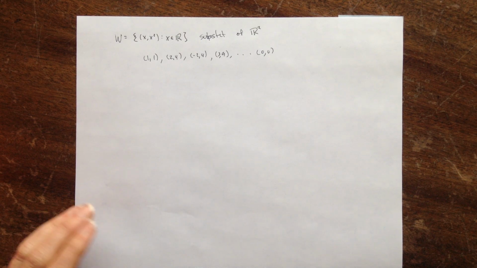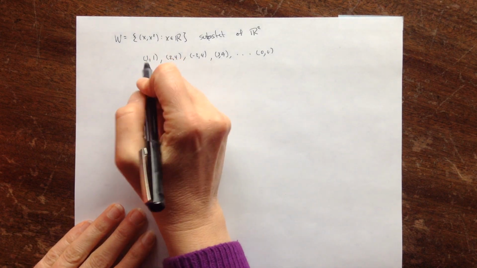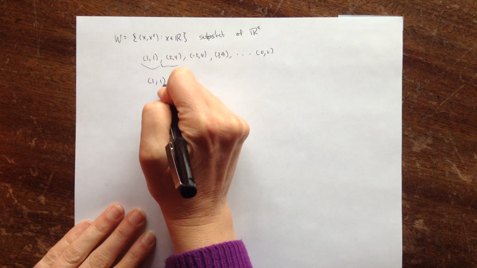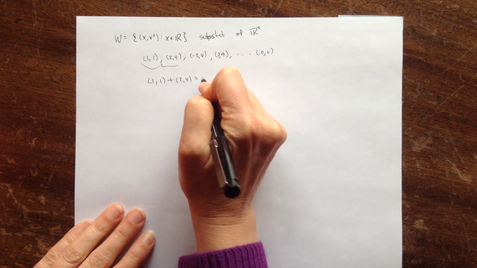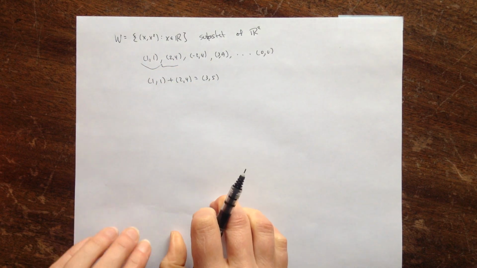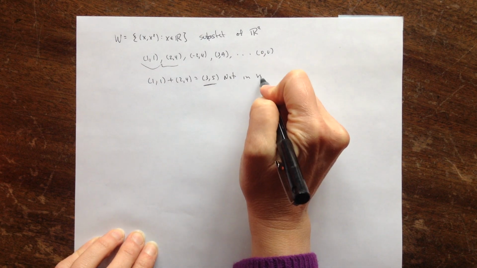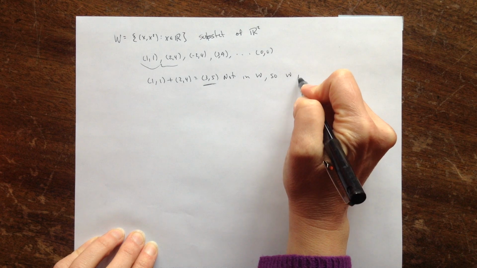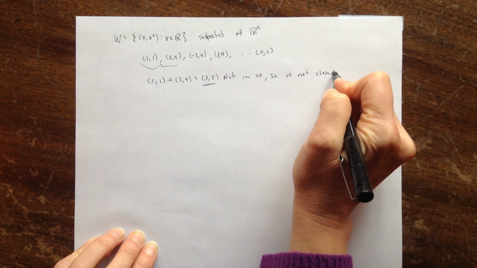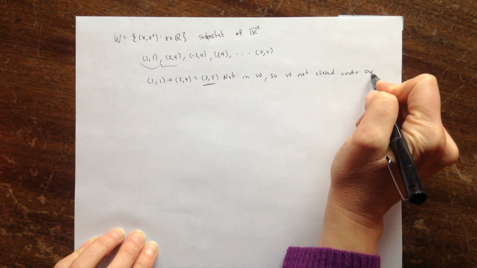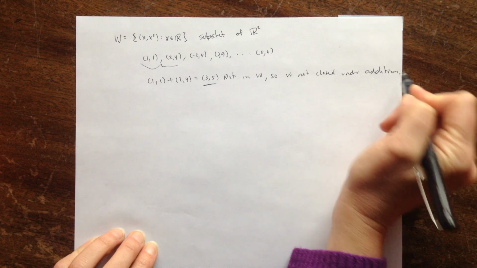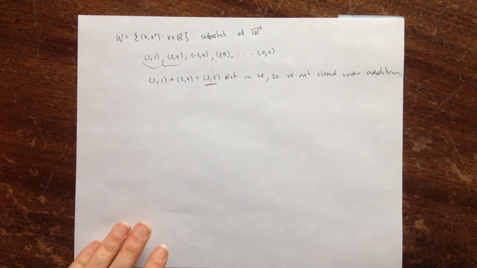Is it closed under vector addition? Let's just add these two guys together. (1, 1) plus (2, 4) is (3, 5). Is that in W? This is not in W. So W is not closed under addition, which means that this is not a vector space.